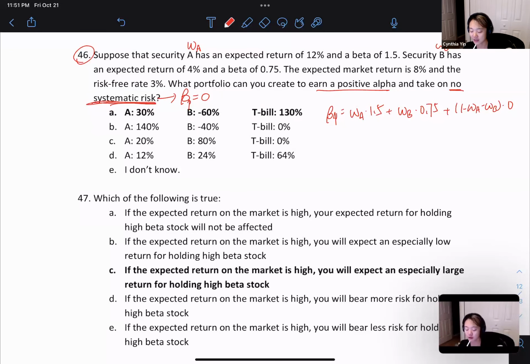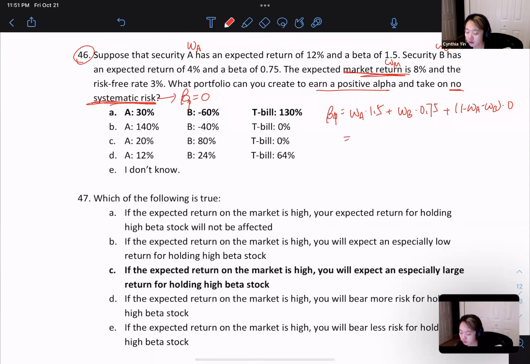I was a little bit hesitant because there is a market also. The market has a beta equal to 1. But yeah, let's suppose we just stick to security A and security B. If you have the market, say W market, you can just add the market later on. But let's see here first of all.